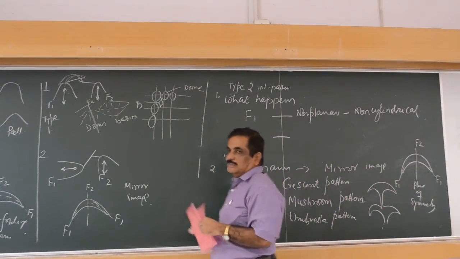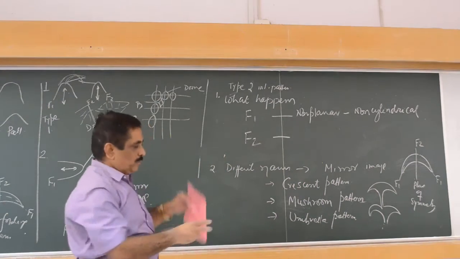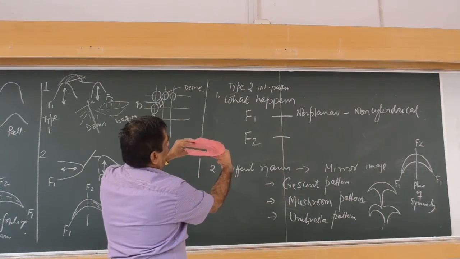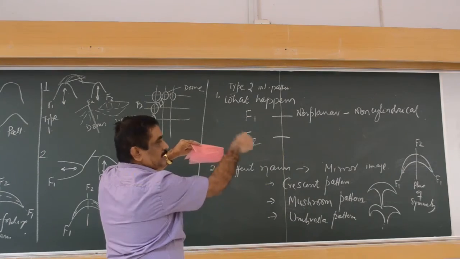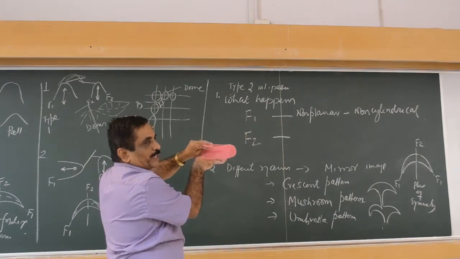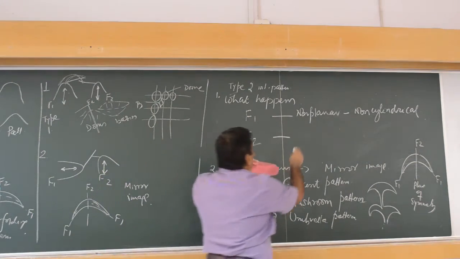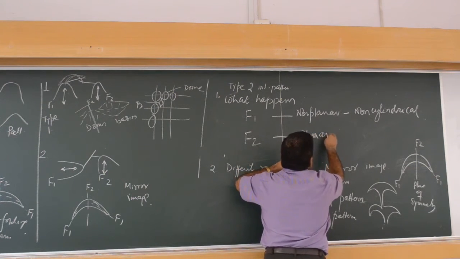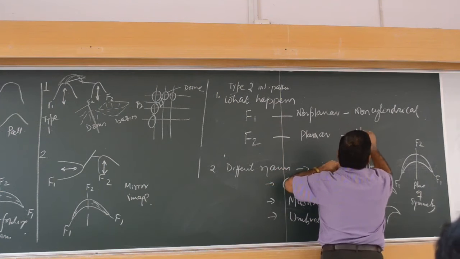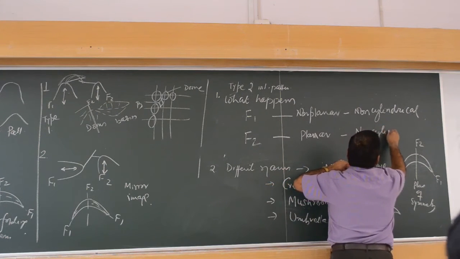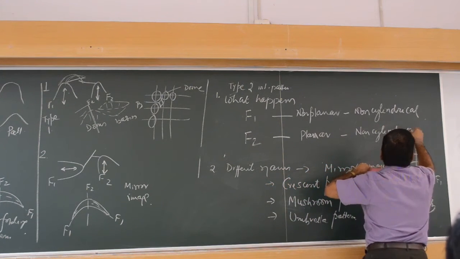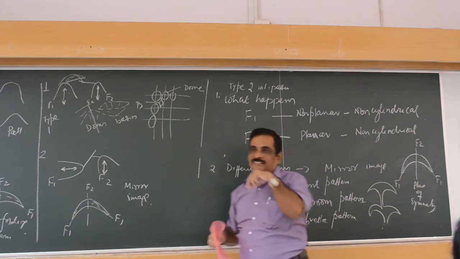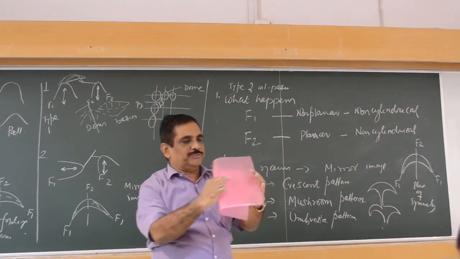Similarly, F2. See, F1 was like this, then you made F2 over it, across now. So what happens to F2 axial plane? F2 axial plane is always planar, remember. And what about its axis? Non-cylindrical or cylindrical? Non-cylindrical. The axis is also curved, na? You see?